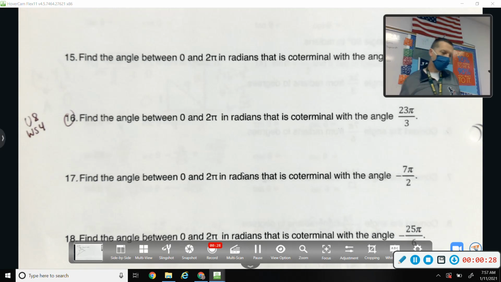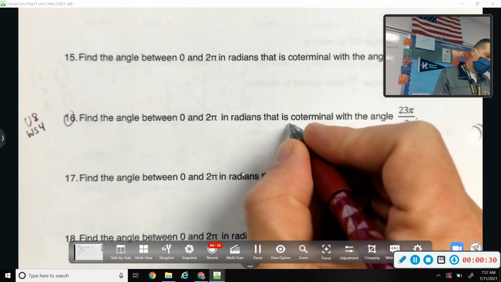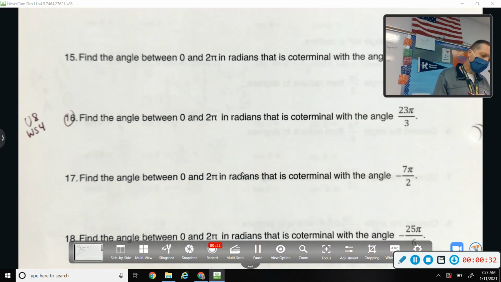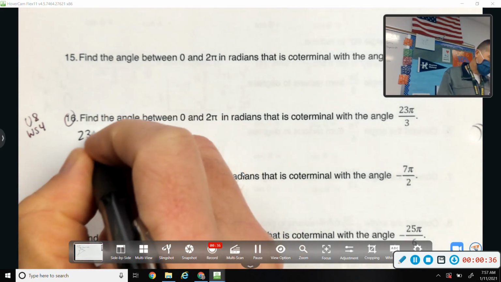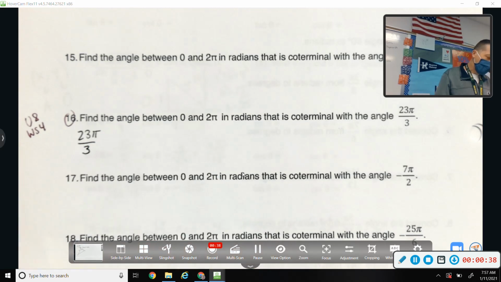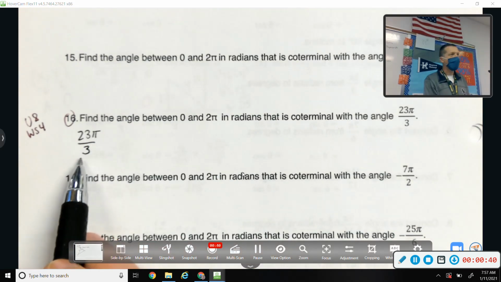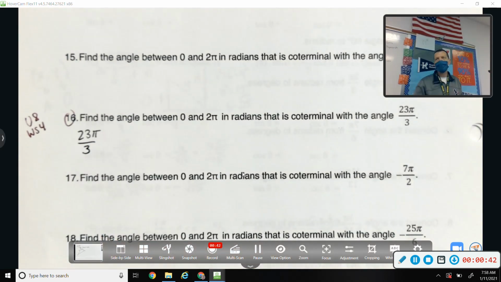That is coterminal with 23 pi over 3. So that's way bigger than 2 pi. Somebody's done a lot of spinning around here, and I want to undo that. So what should I do to start to get a coterminal angle back down between 0 and 2 pi?